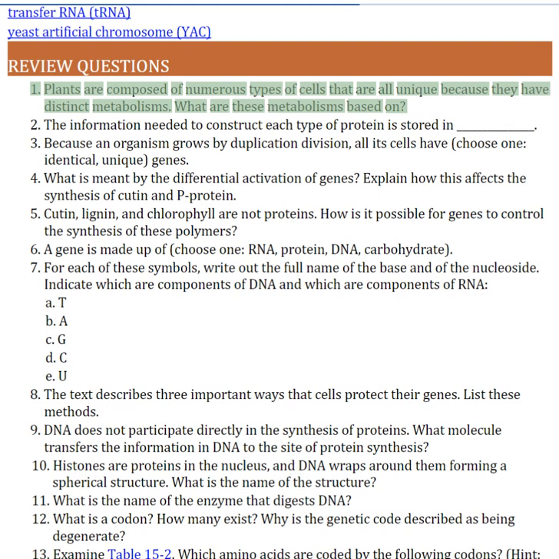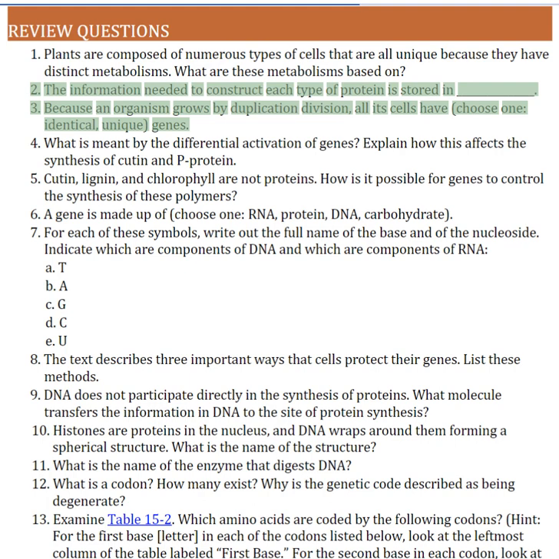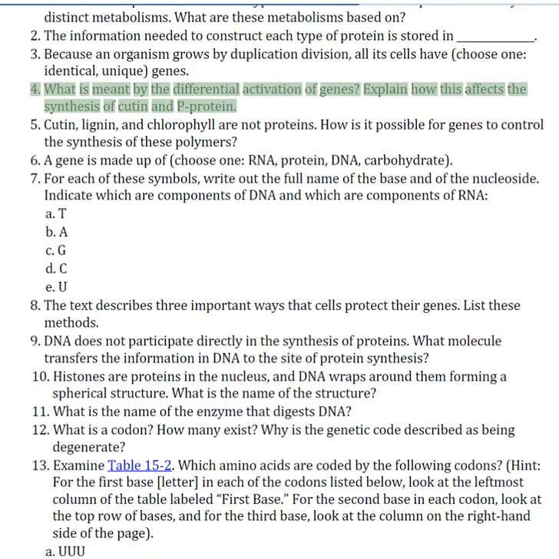Review questions. 1. Plants are composed of numerous types of cells that are all unique because they have distinct metabolisms. What are these metabolisms based on? 2. The information needed to construct each type of protein is stored in ___. 3. Because an organism grows by duplication division, all its cells have ___ genes. 4. What is meant by the differential activation of genes? Explain how this affects the synthesis of cutin and P protein.